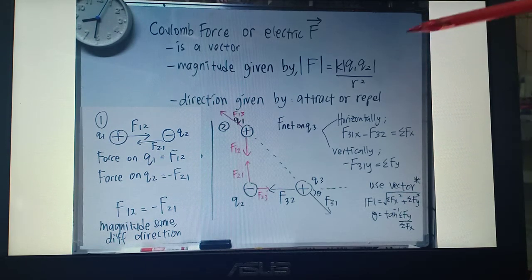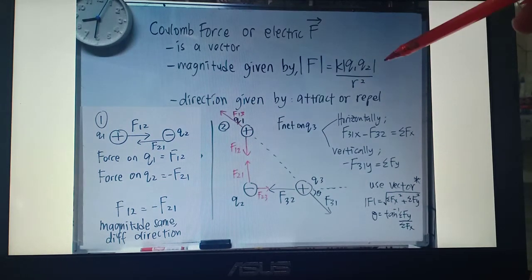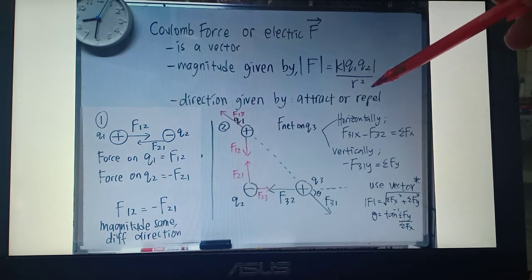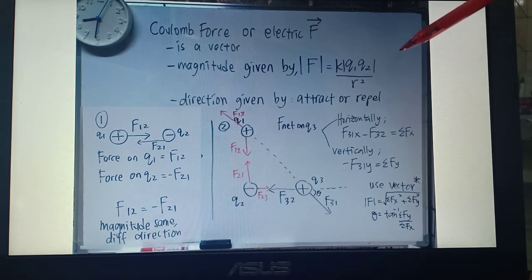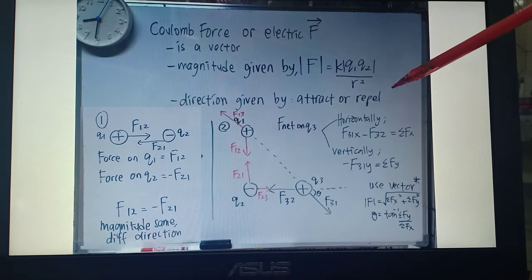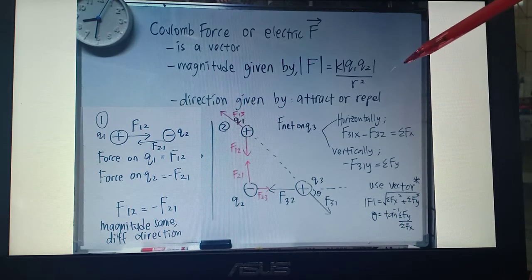First of all, magnitude is given by Coulomb's law. Be careful, because we are talking about magnitude, you need to have the modulus sign in the calculation. Magnitude is given by F equals k Q1 Q2 over r squared, where r is the distance between the charges. You don't need to care about the sign of the charge, because with the modulus everything is positive, and the direction is given by attract or repel. So how do you do the calculation?